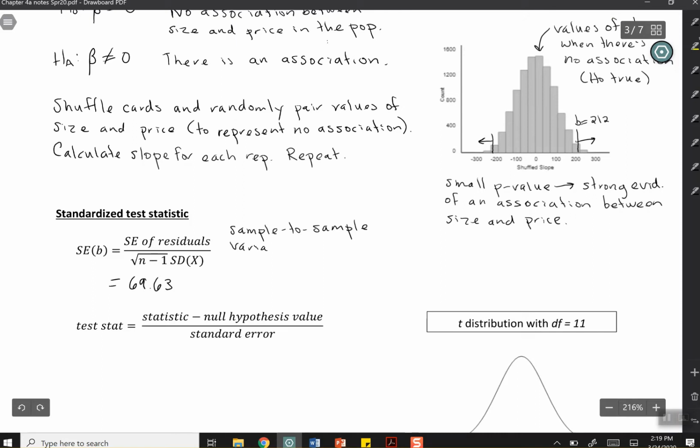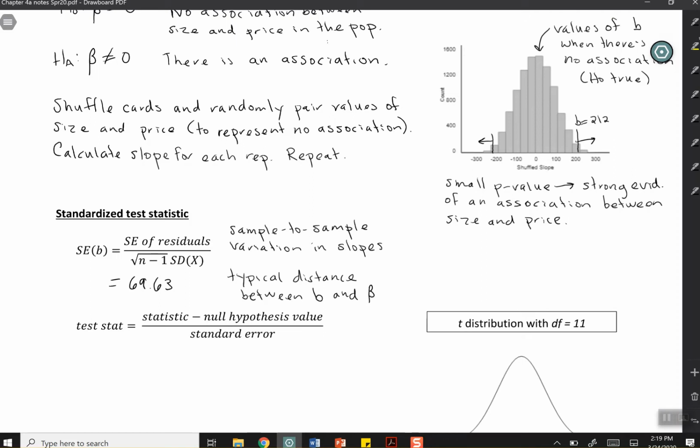variation in the slopes. So basically you're imagining if everybody took their own sample from the same population and everybody calculated a slope, how much variation would we expect to see? You can also think of this as the typical distance between the sample slope, b, and the population slope, beta. So how far off do we expect the sample slope to be from the population slope? It's a way of saying how precise our estimate of the slope is.